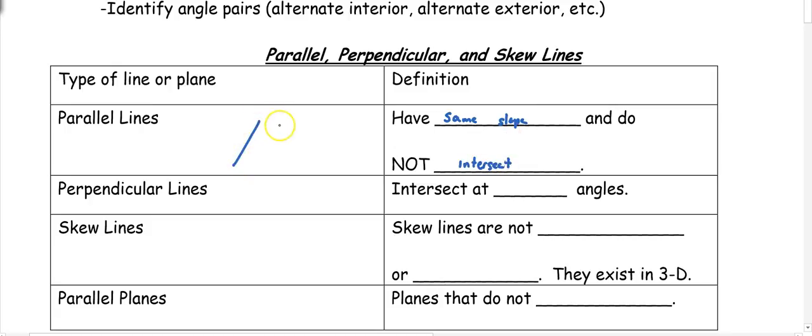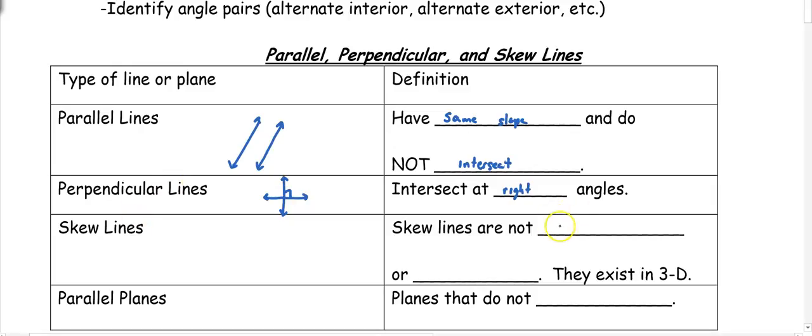So for example, we have parallel lines that would be going the same direction, they have the same slope, and as much as I extend them, they're still never going to intersect. Perpendicular lines are lines that intersect at right angles, which remember makes 90 degrees. So if I have a line here, another line coming across with a little box in the middle, remember that box means that it's a right angle, so those lines would be perpendicular.